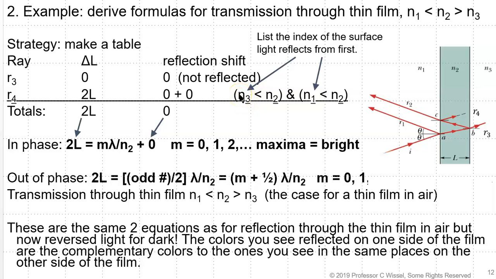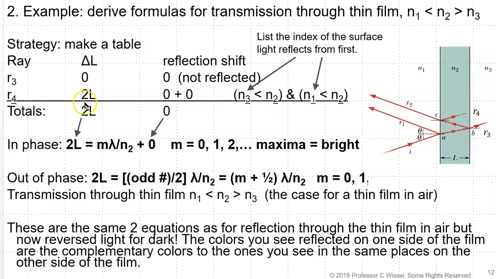And I always list the index of the surface that the light reflects from in the first part here. So I have N3 is less than N2. That's this one. And I also have N1 is less than N2. Notice that it's higher by half. When this one is smaller, and it's the one being reflected off of, this means there's going to be no reflection phase shift here. And ditto for this, there's going to be no reflection phase shift there. So when you list it this way, you can look at the directions of the arrows here. If they're pointing to the left, the phase shift due to the reflection is 0. They're both pointing to the left, so we have 0 reflection phase shift.